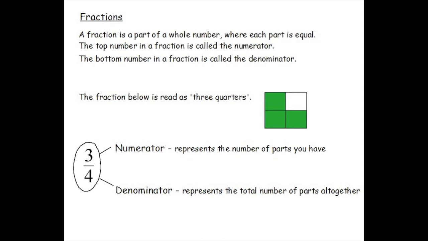We read this fraction as 3/4, and you can see in the diagram here, this is how 3/4 could be represented. So 3 parts are shaded and there are 4 parts altogether. The numerator, the top number, represents the number of parts you have. So for example, in this question, the 3 parts that are in green. And then the denominator represents the total number of parts altogether. So altogether in this shape there are 4 parts.